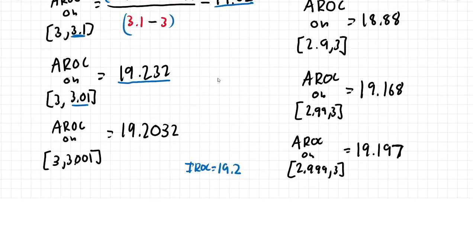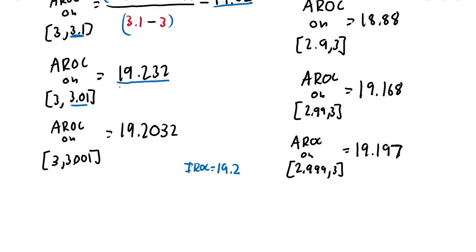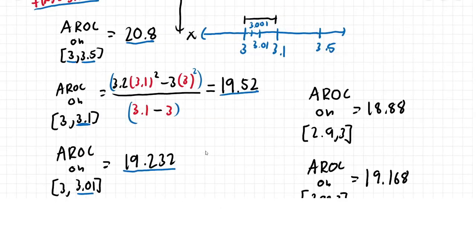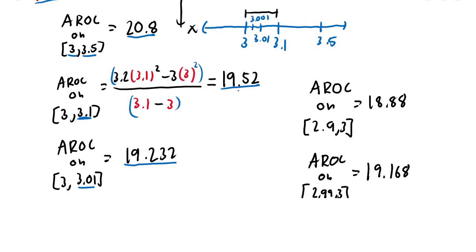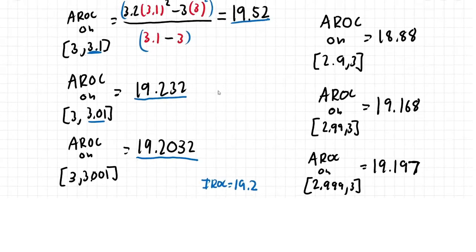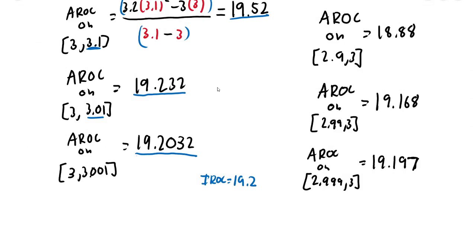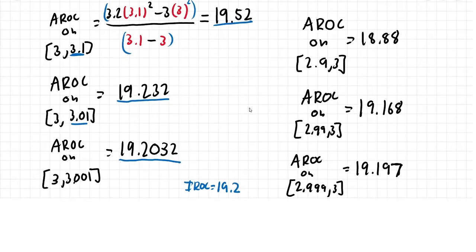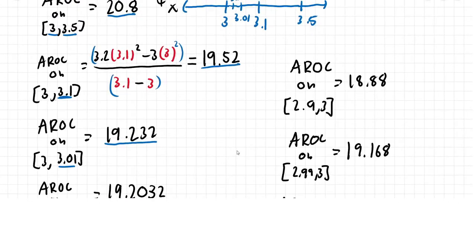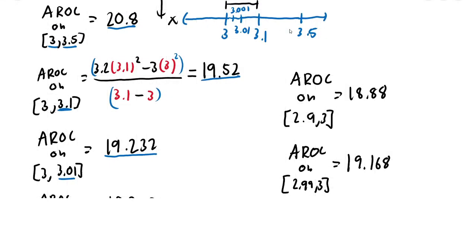And the point here is that as the interval gets smaller and smaller and smaller, you're actually going to get this tendency. Notice that we started at 20.8 and we went to 19.52 and 19.23. So those are decreasing numbers. Again, that's not the y values. Those are the slopes.